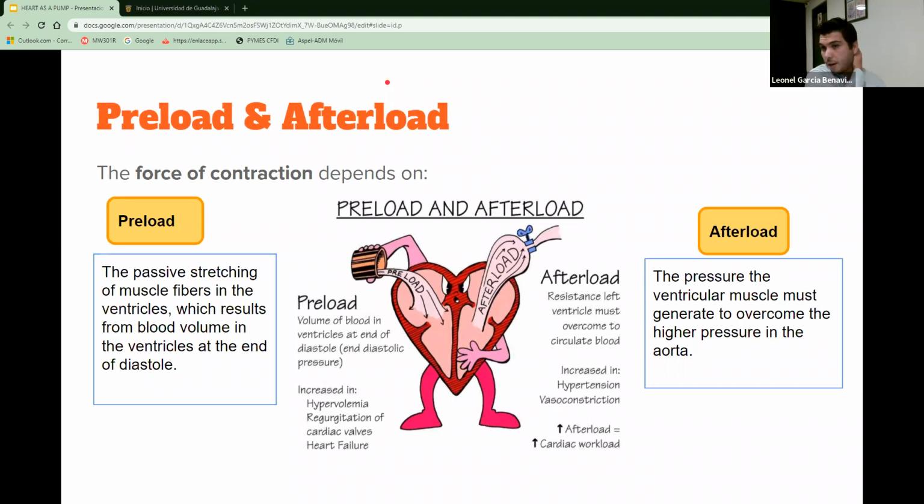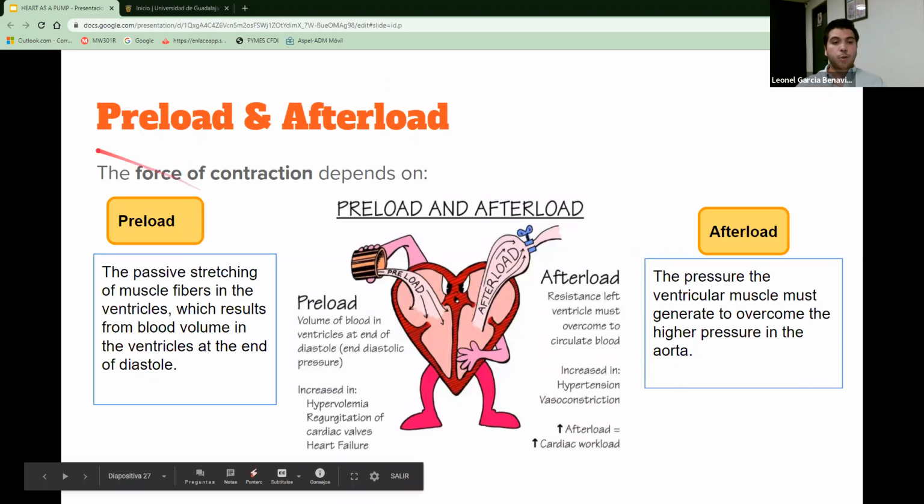Then we're gonna have another very important subject we have to address: preload and afterload. Preload is the passive stretching of the muscle fibers in the ventricles, which allows blood to fill the ventricles at the end of diastole. And afterload is the pressure that the ventricular muscle has to overcome to push the blood, to create higher pressure to push the blood out of the aorta.